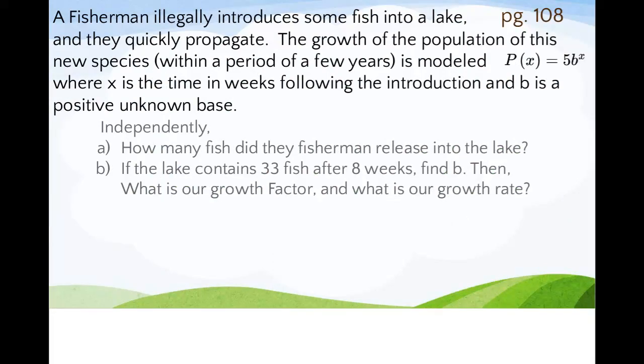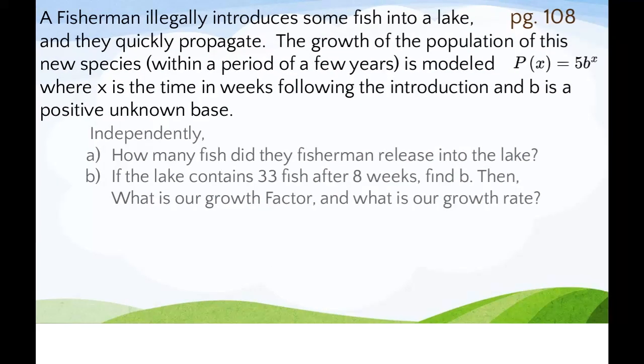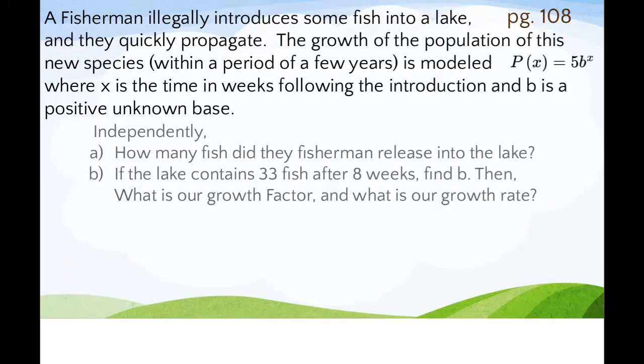So a fisherman illegally introduces some fish into a lake and they quickly propagate. What does propagate mean? Reproduce, yes. The growth of the population of this new species within a period of a few years is modeled by P of x equals 5 times b to the x power, where x is the time in weeks. So x is in weeks following the introduction, and b is a positive unknown base. B is your base.